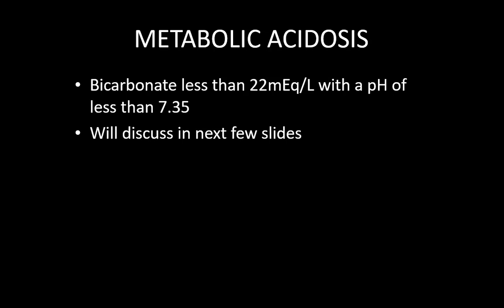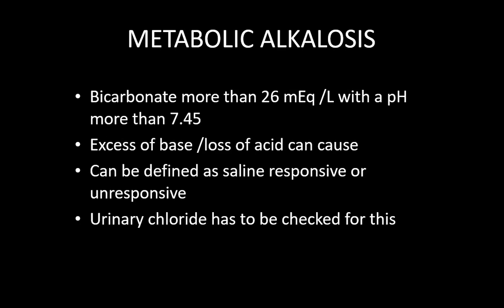Metabolic acidosis: bicarb less than 22 milliequivalent per liter with a pH of less than 7.35. We'll discuss in the next few slides how you can see it. Metabolic alkalosis: bicarb more than 26 milliequivalent per liter with a pH of more than 7.45. So both are moving in the same direction. Excess of base or loss of acid can cause this type of problem. It can be defined as saline responsive or unresponsive. I will discuss this in the next slide. Urinary chloride has to be checked for this.